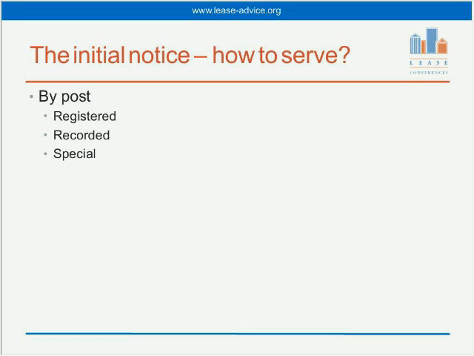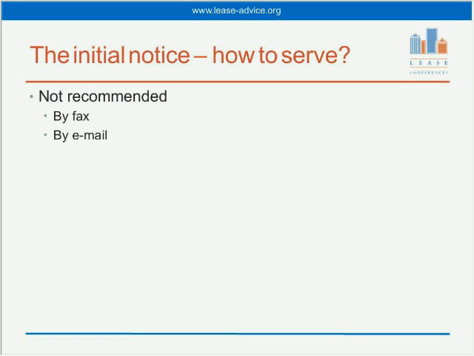Now, how to serve, as I said, it may be served by post under Section 99 of the 93 Act. There's registered, recorded, special delivery, guaranteed the next day. Registered and recorded, of course, have their risks because they could well come back through the dead letter service weeks later. I think it's better to send it by ordinary post, although the ideal really is personal service, if that's logistically possible.